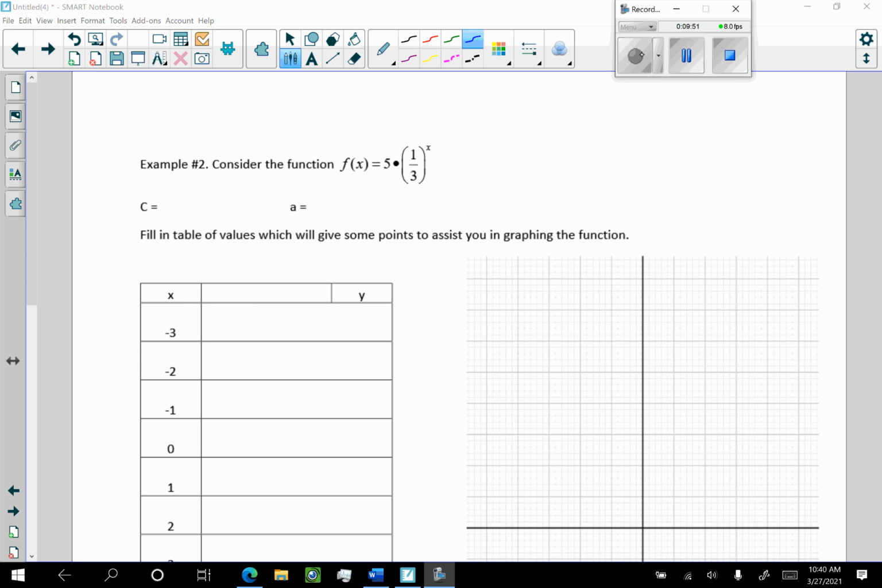Okay, example number 2. Looks like I have 5 is going to be the C, positive number, and A is this 1/3. And keep in mind what we said. If a was between 0 and 1, it's going to decrease slowly. Well, let's find out by just creating a table of values. I have the table of values. I'm just going to fill them in. I would ask that you just make sure that the values are correct, because you're eventually going to have to do this on your own with your calculator.